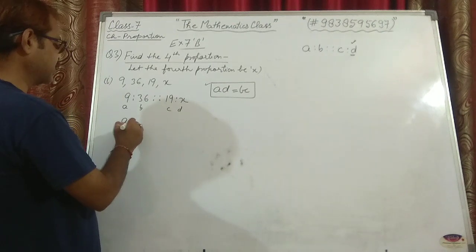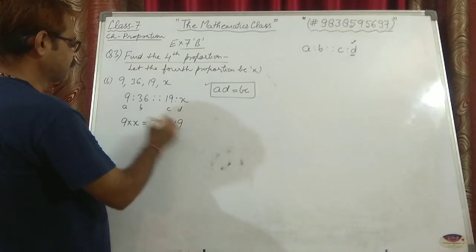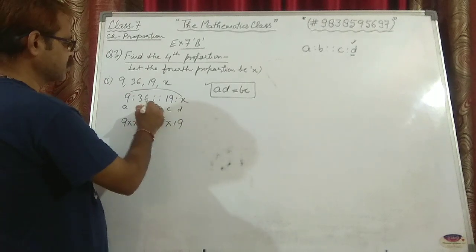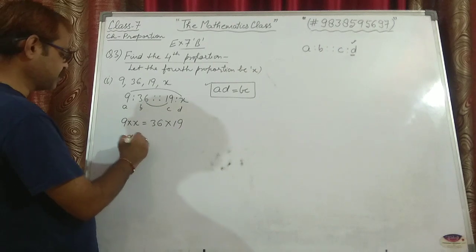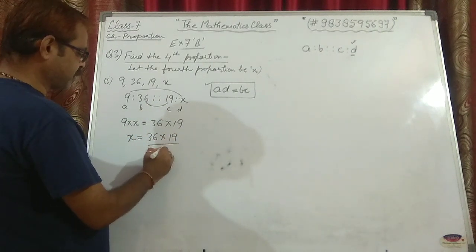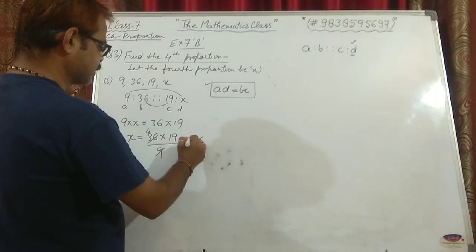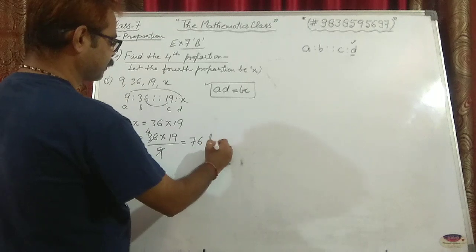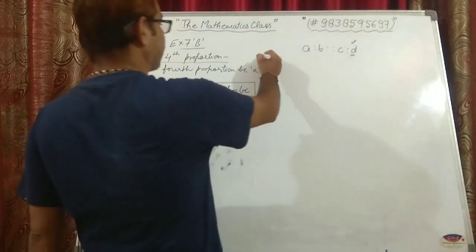So 9 into x is equal to 36 into 19. Product of extremes is equal to product of means. So x can be written as 36 into 19 upon 9. 9 4s are 36 and 19 4s are 76, so 76 is the final value.